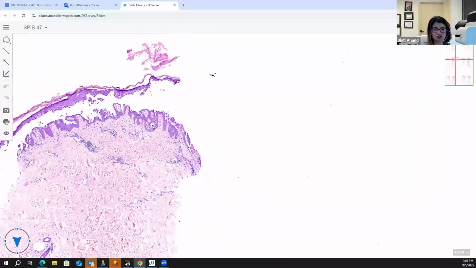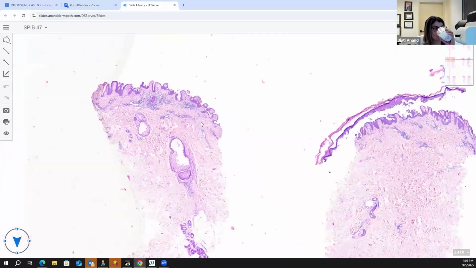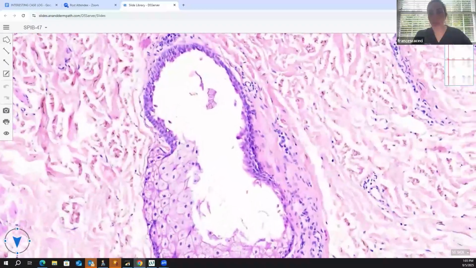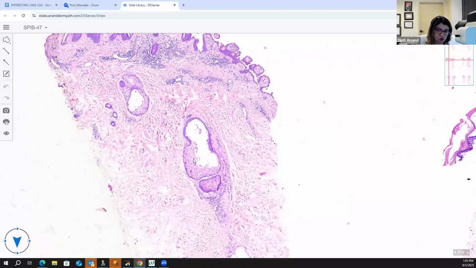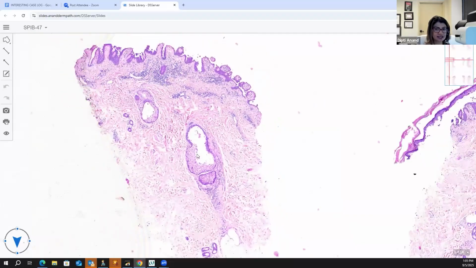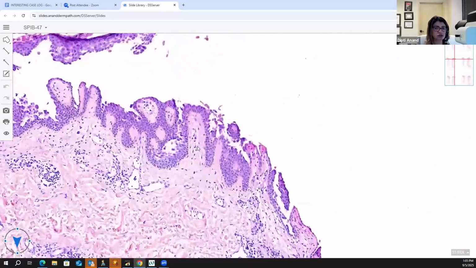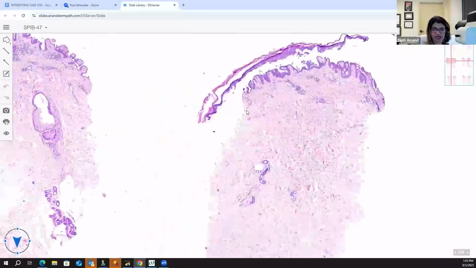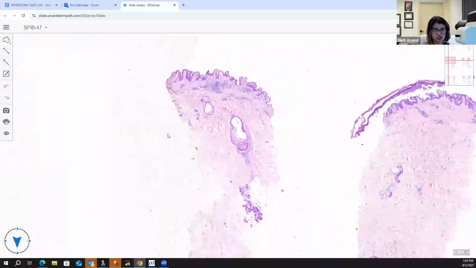Why is it not Hailey-Hailey? Anybody? Because of involvement of the hair follicle? Yep, there's a beautiful involvement of the sebaceous gland here. I really want you to recognize that. That is really important. Honestly, if you look at it, parts of it do look like Hailey-Hailey. That is incomplete acantholysis right there. But it is not Hailey-Hailey because of this. Hailey-Hailey will never do that. So this is pemphigus vulgaris.